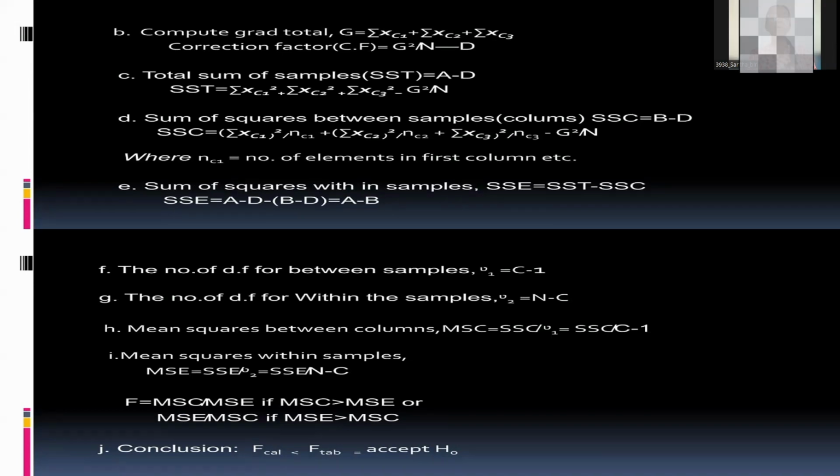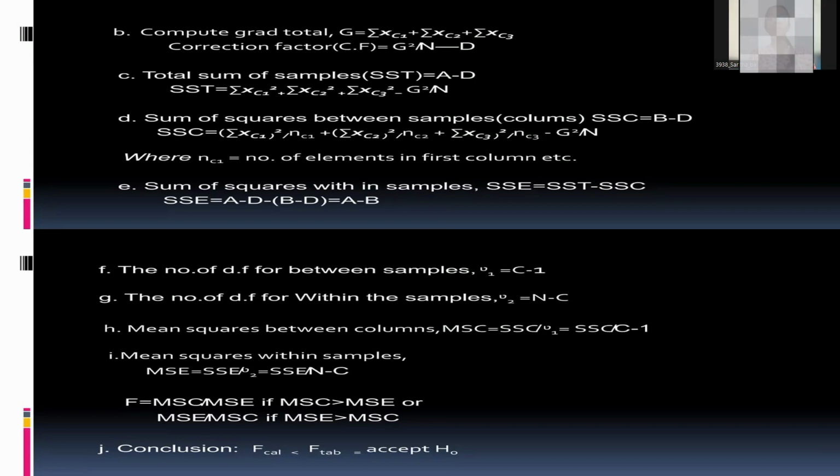The next one is the sum of squares between the samples, that is from the columns, SSC, which is equal to the summation of X of column 1 whole square divided by NC1, plus the summation of X of column 2 whole square divided by NC2, and so on, minus the correction factor CF, where NC1 is the number of elements in the first column, etc. The next is the sum of squares within the samples, that is SSE. The SSE will be equal to SST minus SSC.